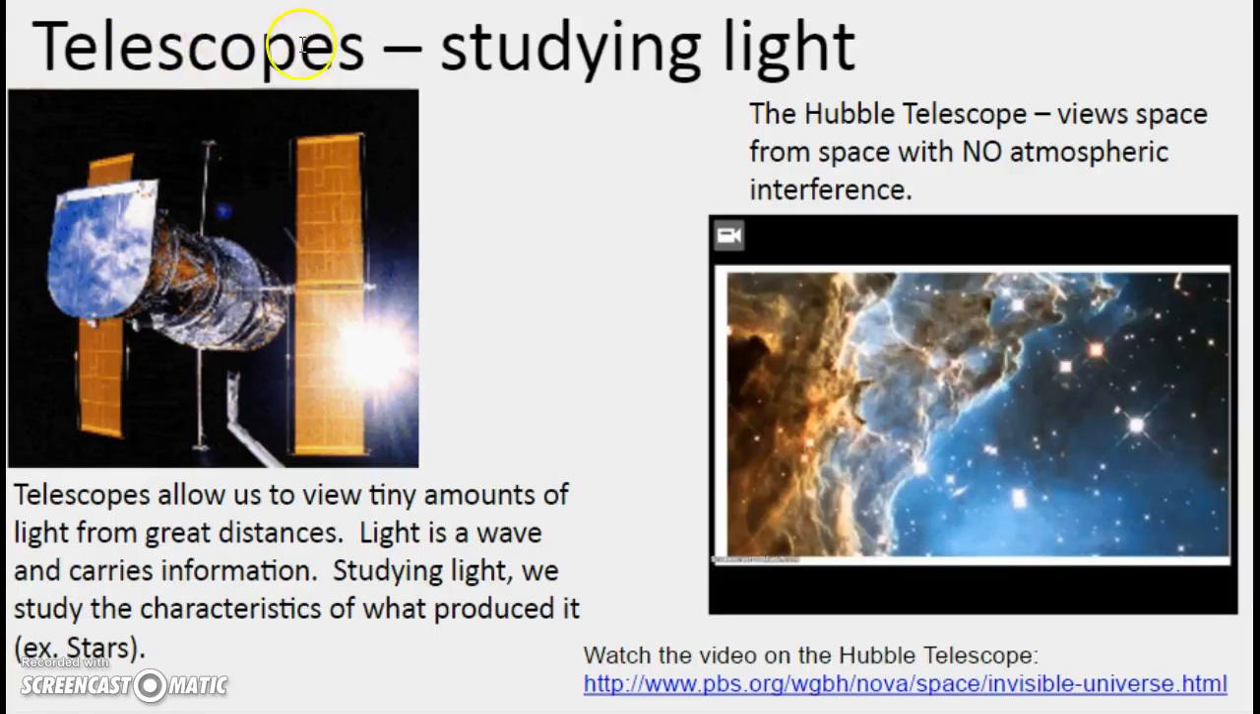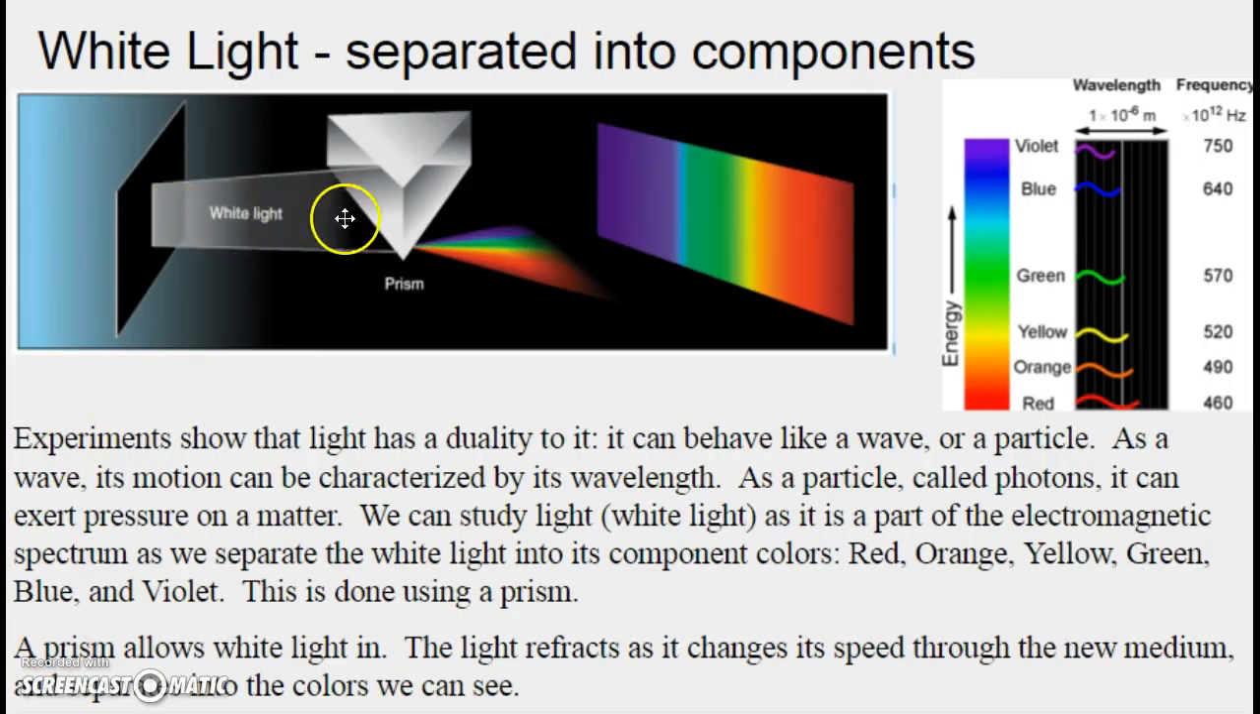So the best way to do this is to use telescopes. These are what are actually leaving Earth's atmosphere to study the light. So telescopes allow us to view tiny amounts of light from great distances. Light is a wave and carries information. Studying light, we study the characteristics of what produced it. Example, from stars. We can determine a heck of a lot just from studying the light from stars. So the Hubble Telescope is what we have used in this video, I encourage you to check it out. It views space from space with no atmospheric interference. And what it does, it's going to take that incoming light and separate it into its individual components and be able to study what's going on within those individual components.